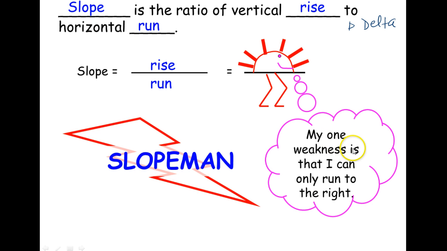So Mr. Slopeman has one weakness. He can only run to the right. He cannot run to the left, and he cannot run backwards. So keep that in mind. One thing you need to remember is that Mr. Slopeman can only run to the right, which is this way. He cannot go to the left. So keep that in mind.